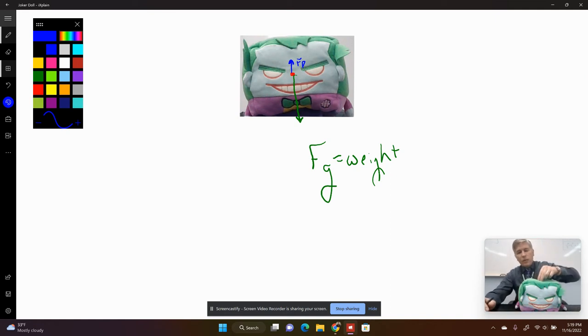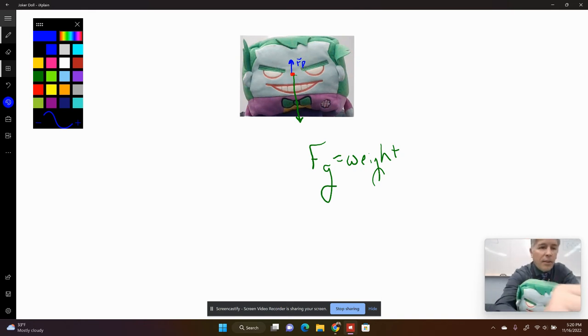What if I was moving him at constant speed, though, like constant speed up or constant speed down? Well, if he moves at constant speed, those forces are equal. Remember that Newton's first law says objects in motion or objects at rest are going to stay that way unless you have unbalanced forces. So if you have balanced forces, if you have equal forces, then that's what's going to happen.